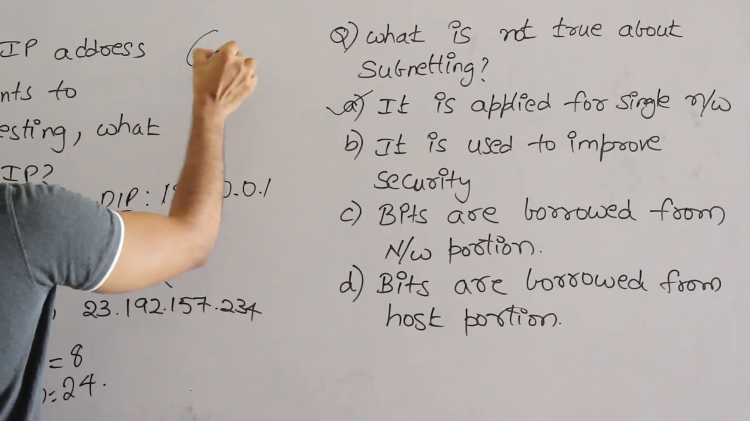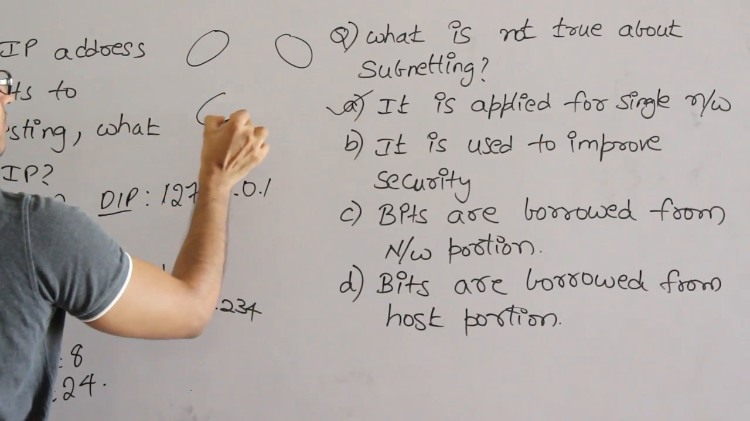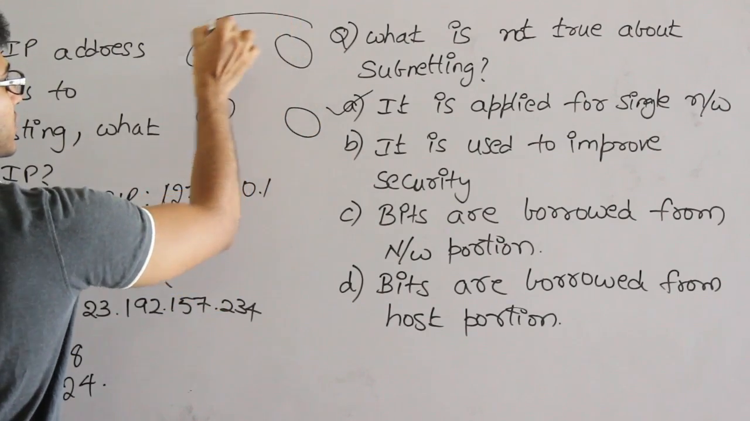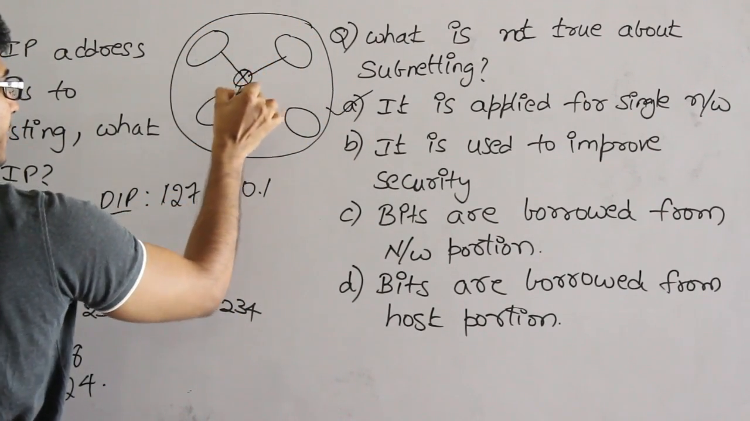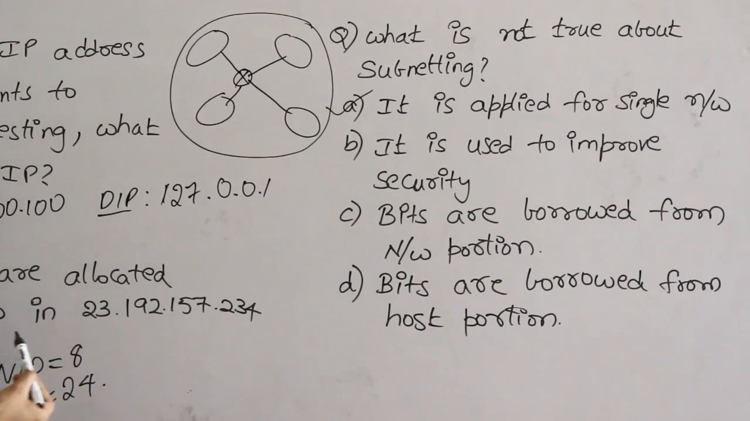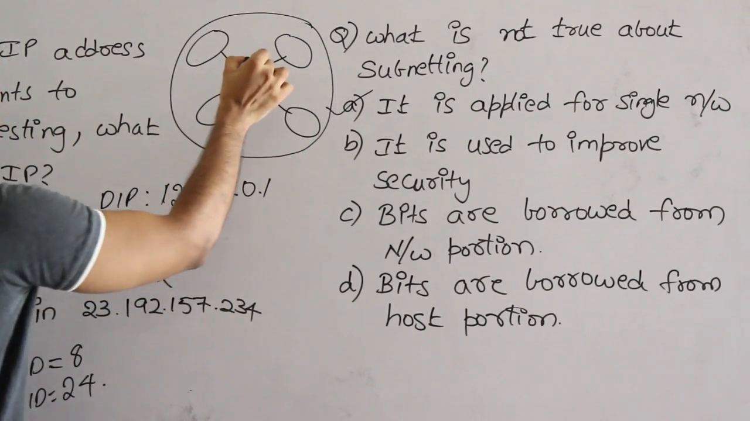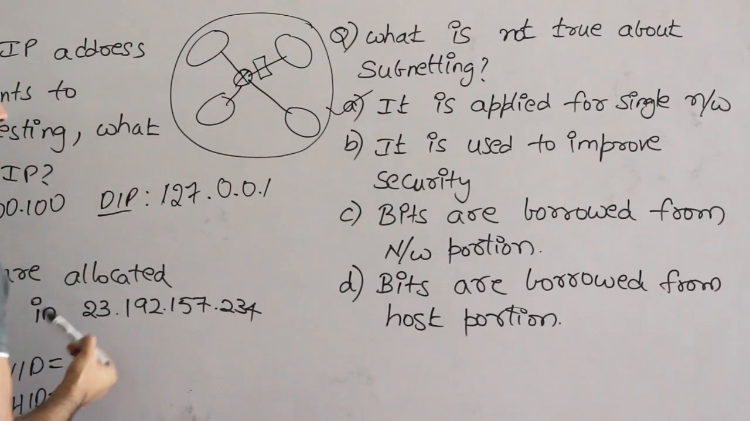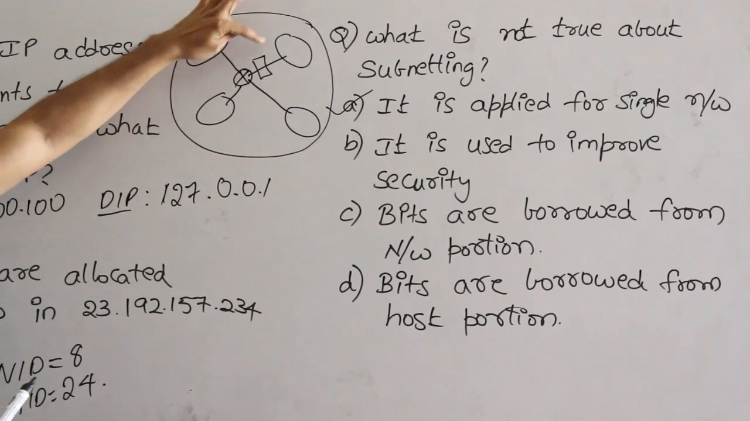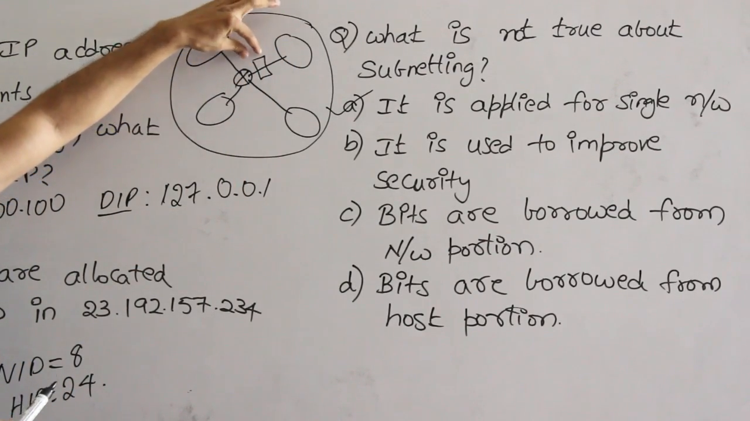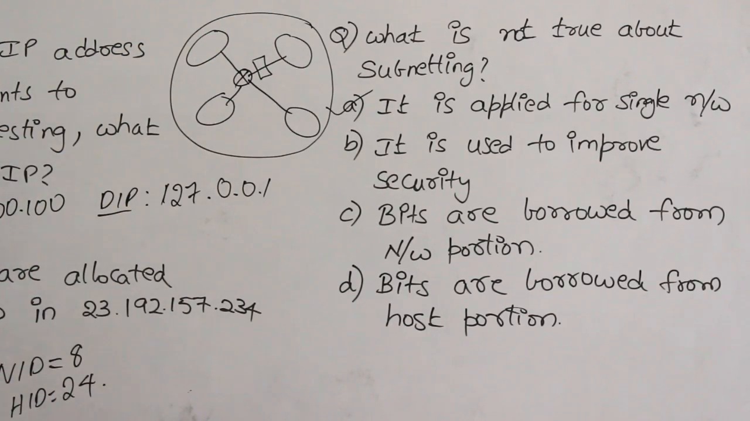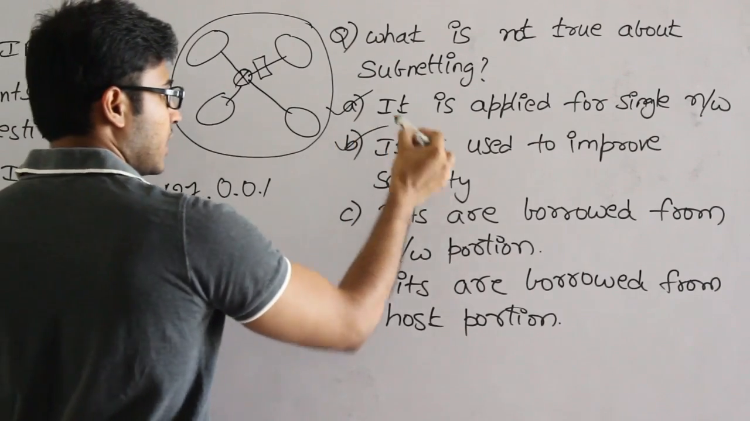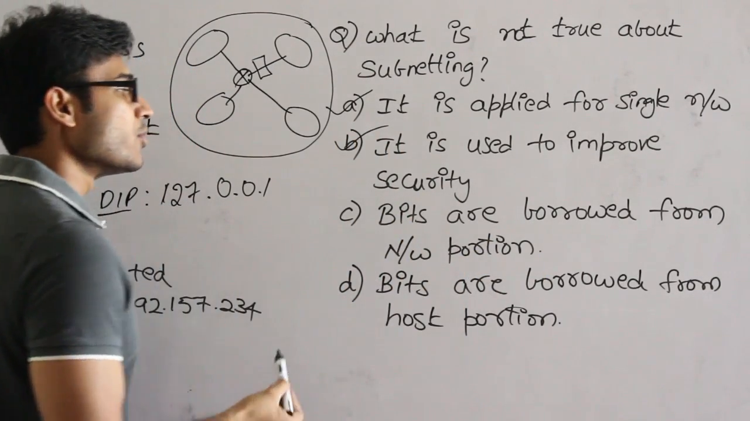How? If you divide a big network into 4 small networks and put a router in place, then you can have something called an access control list, which means you can control who can access your network by placing the access control list on the router. Therefore it can be used to improve security also. And bits are borrowed from the network portion.